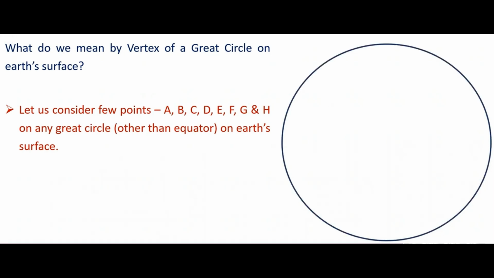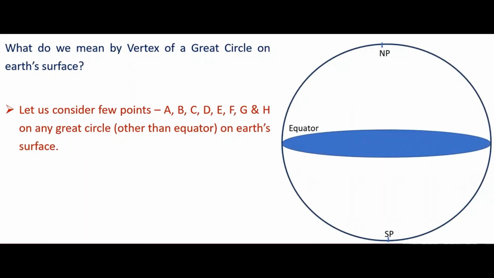We see in the diagram the sphere of the earth showing up. We have the poles of the earth coming up on the diagram, followed by the equator. And now we take any great circle except the equator. So the equator has been left out of our discussion currently. So we take any other great circle. You can see an orange great circle showing up in the diagram. And we consider random points on it marked from A to H. So you can see these points also randomly showing up on the great circle drawn on the surface of the earth.